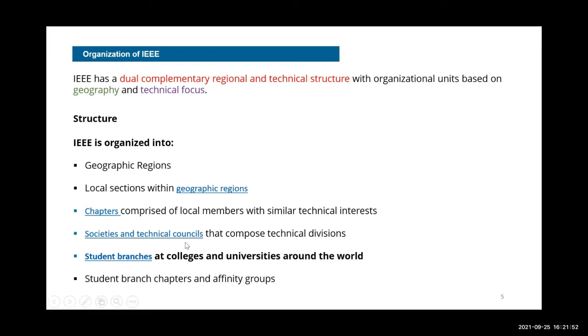And then there are societies and technical councils that compose technical divisions, right? And then there are student branches, so we are part of this, usually at colleges and universities around the world. And under the student branches, we can form chapters and affinity groups, like there are affinity groups for special interests such as women's activities, right? Some particular technical activity. So you can form such chapters and affinity groups in the future.